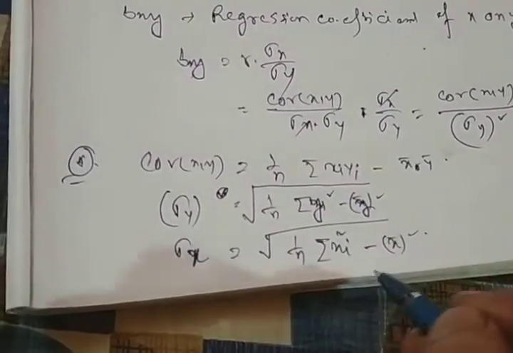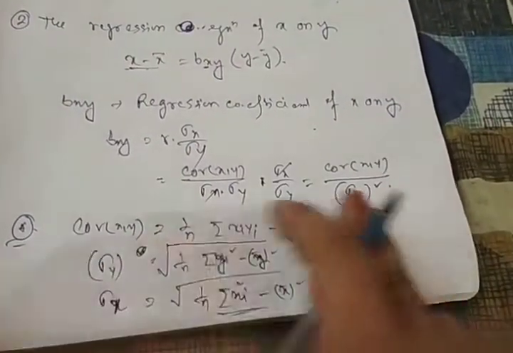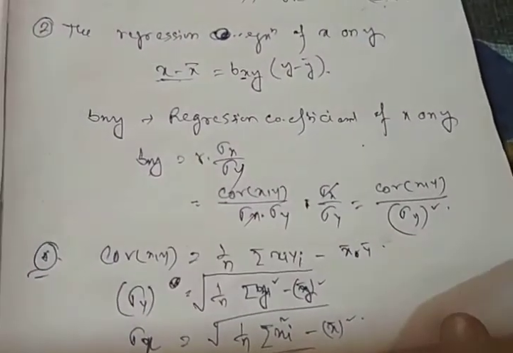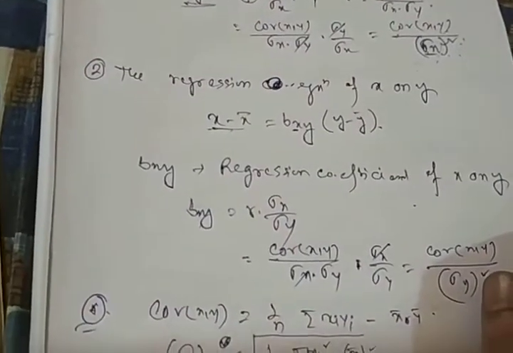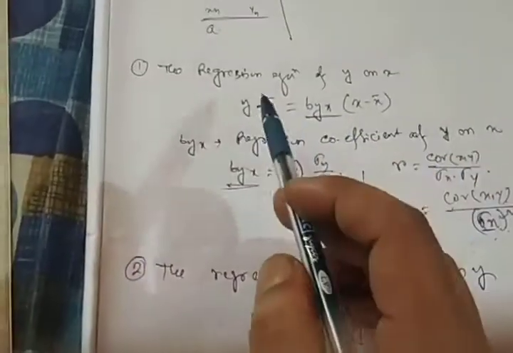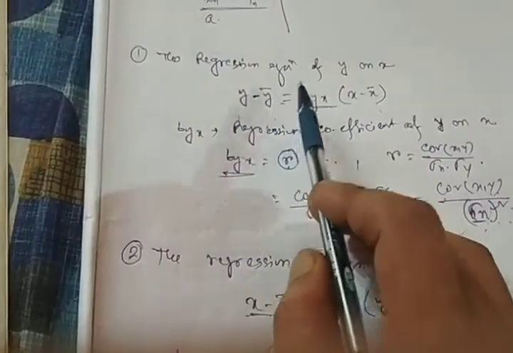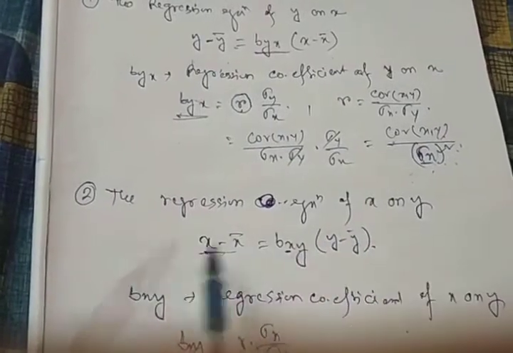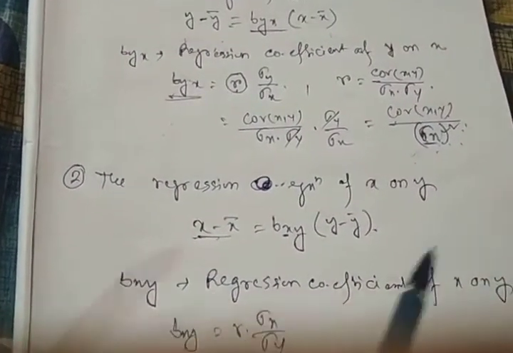So these are the formulas to calculate various standard deviations and covariance of xy, so that we can find bxy and byx. The regression equation of y on x is y minus y bar equals to byx into x minus x bar, and the regression equation of x on y is x minus x bar equals to bxy into y minus y bar.